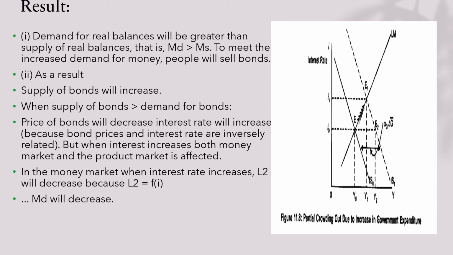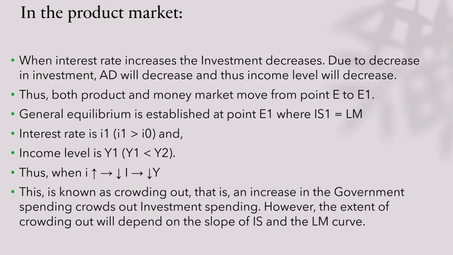Whenever there is a change in the interest rate, in the money market, when the interest rate increases, L2 will decrease, because we have to understand that L2 is a function of I, meaning the interest rate. So as a result, MD will decrease, demand for money would decrease. In the product market, when the interest rate increases, the investment would decrease. Due to the decrease in investment, the aggregate demand would decrease, and thus the income level would also decrease. In the product market as well as the money market, both markets would move from the equilibrium point E to E1. Both these are equilibrium points. So there is a movement from E to E1.